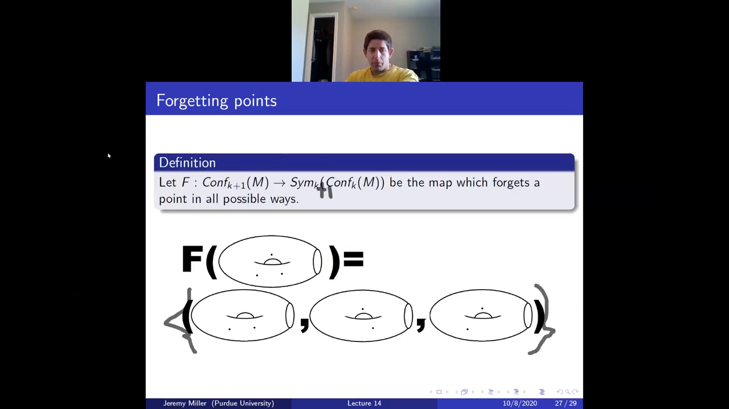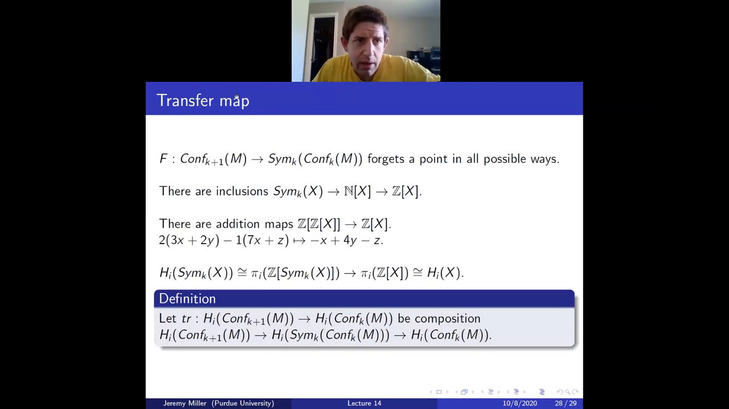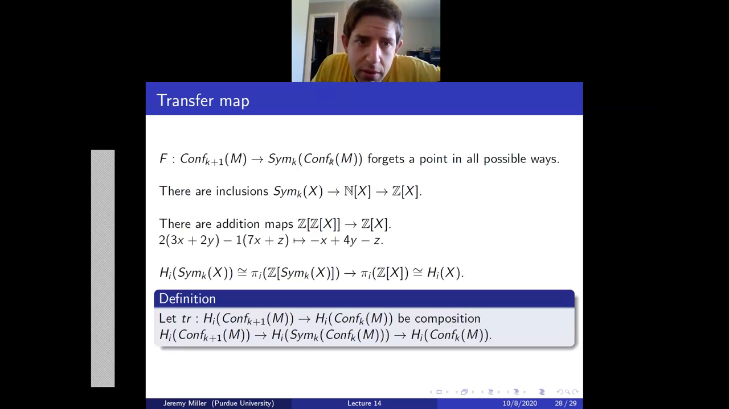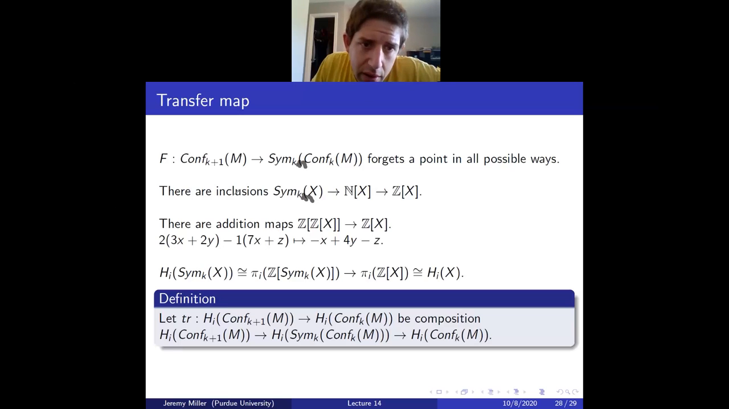What we're going to do is add up homologies and Boolean groups, so you can add. Ignoring typos, we have this map F that forgets a point. You can include the symmetric product into the free abelian monoid. This is the configuration space of points in X labeled by natural numbers whose sum is k plus 1. You can just view that as a subspace of the free abelian group.